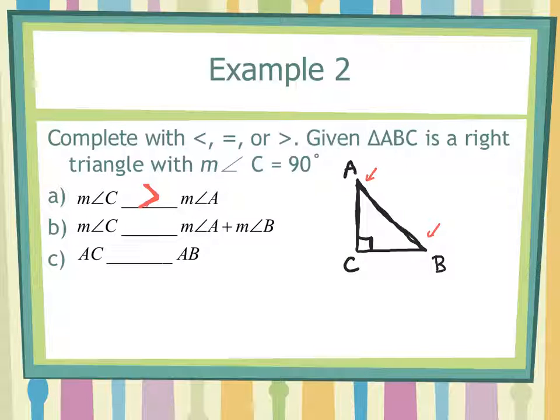And then the measure of angle C is? Equal to angle A plus angle B because of the right angle. Good. If there's 180 degrees in here and this is 90, then the other 90 has to come from the sum of these two angles right there. And then here's AC right here, and here's AB. Those are the two that we're comparing.